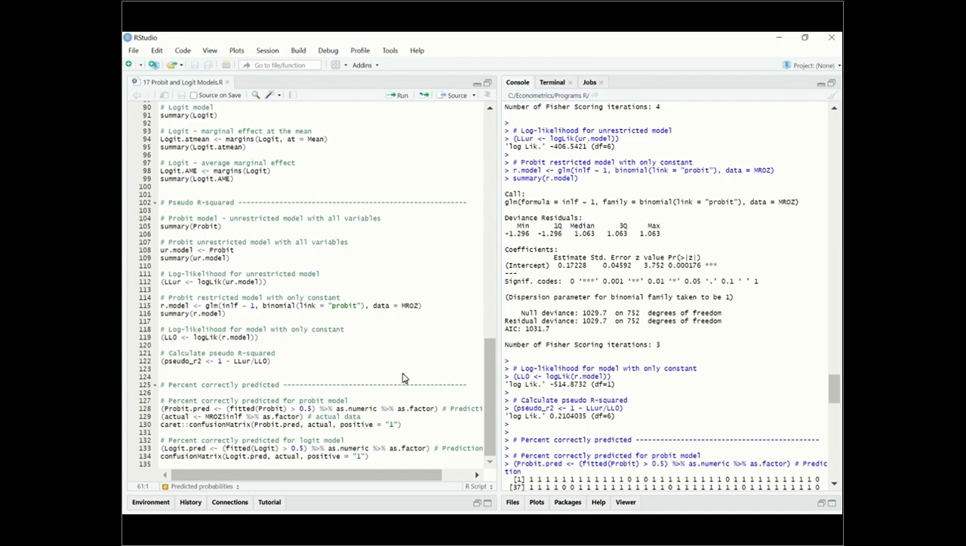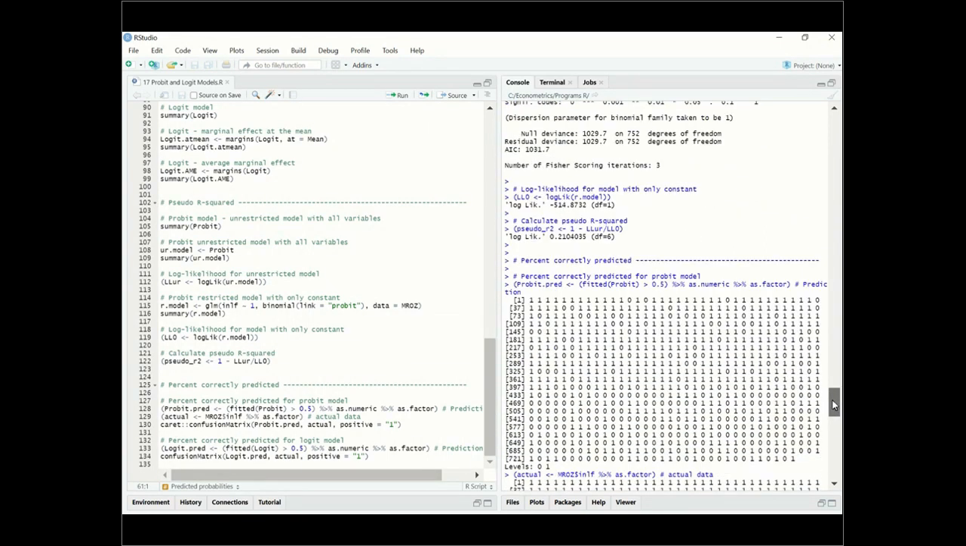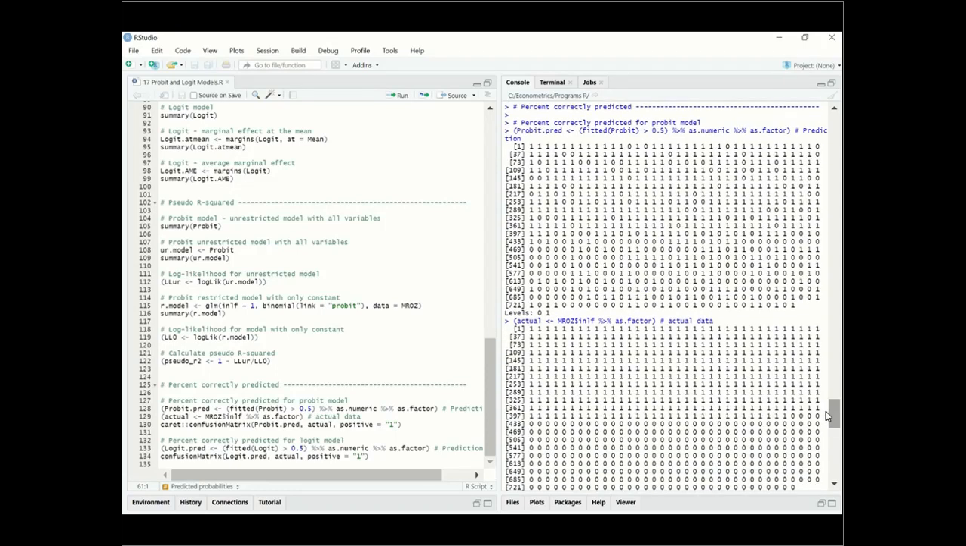Okay, so the last thing that we are going to do here is talk about percent correctly predicted. And in order for us to do that, we're going to get the fitted values from the Probit model. If they're greater than 0.5, we're basically going to call this a true prediction, and we're going to predict that as 1. And here we're going to convert this to a numeric value, and then we're going to convert back to a factor as we make these predictions.